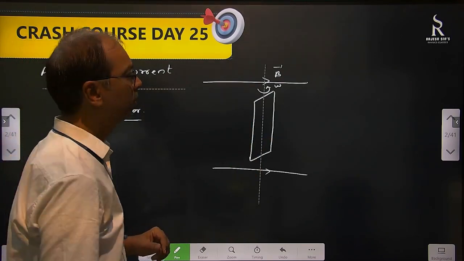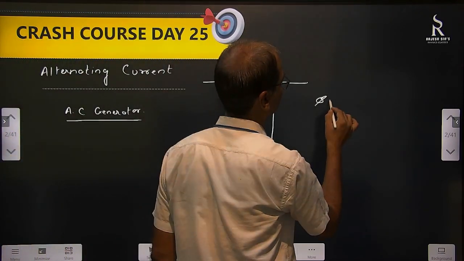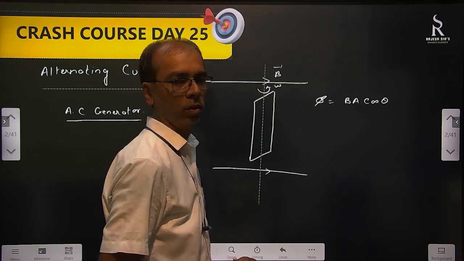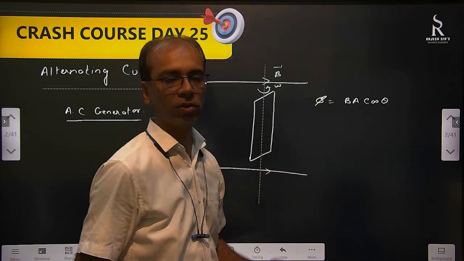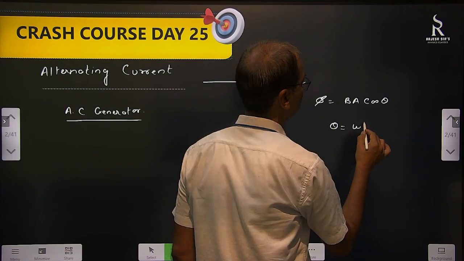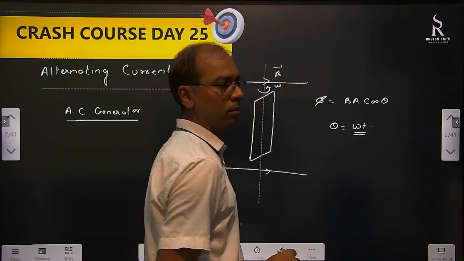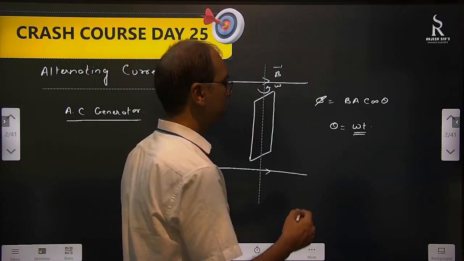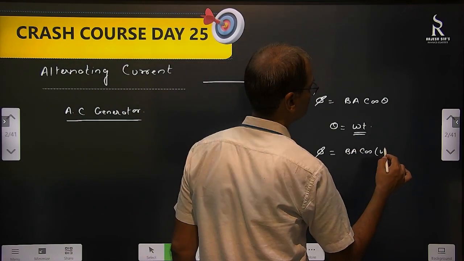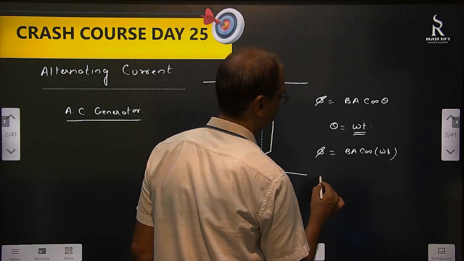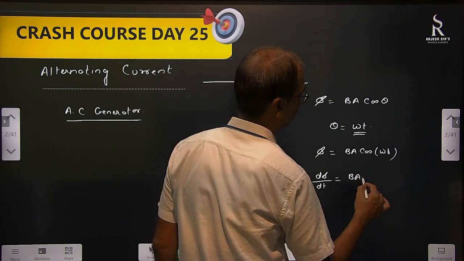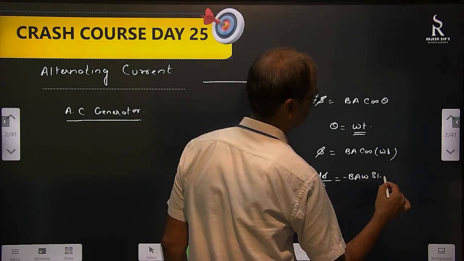The magnetic field is the same. So, because of that, what is happening? We all know that flux is BA cos theta. So, if this theta changes, obviously flux is also changing. Theta I will write as omega t. So, flux we write as BA cos omega t. If we differentiate that, to get d phi by dt, we get BA omega sin omega t.